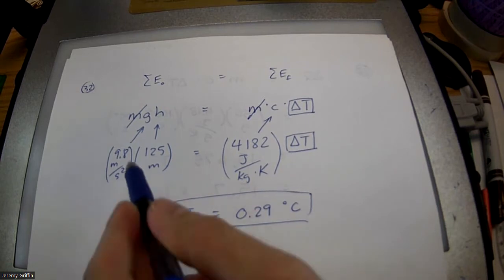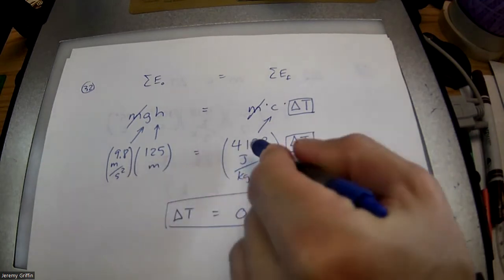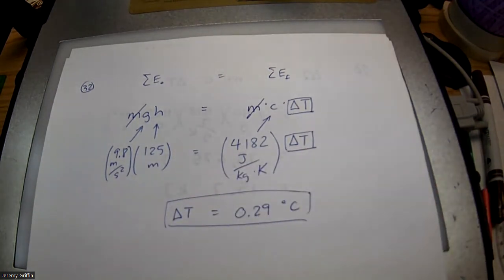Yeah, so I did 9.8 times 125, all divided by 4,180. There you go. No, you did. Don't do it. How am I supposed to? You said you got. Oh, no. Sorry.